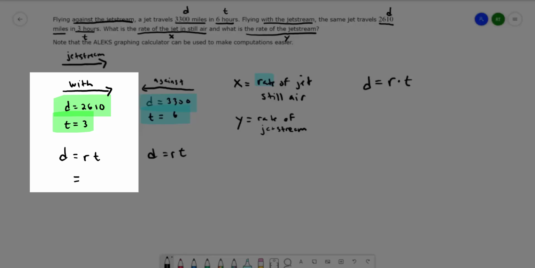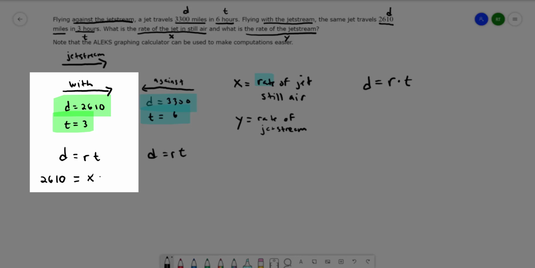So let's substitute into my formulas. I know my distance is 2,610 when I'm going with the wind. The rate, I don't know, but I mentioned earlier, if you're going with the wind, you're getting a boost. So think about it. If you're getting a boost, are we adding or subtracting in this case the rate of the jet and the rate of the jet stream? In this case, you're going to be adding.